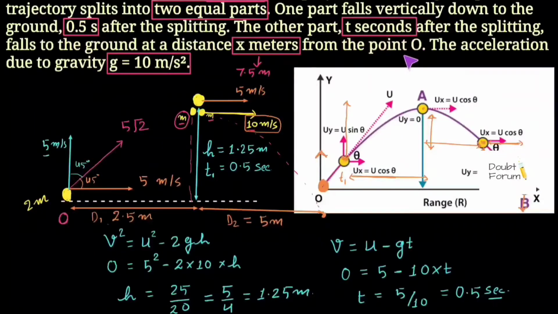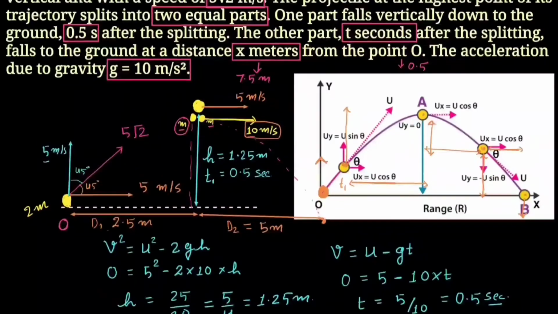However, the value of t would remain 0.5. Why? Because it is given that the one part which was falling vertically downward takes 0.5 seconds to reach the ground. If this particle takes 0.5 seconds to reach the ground, this particle would also take the same amount of time, because the vertical velocity for both particles is the same and its value is 0.